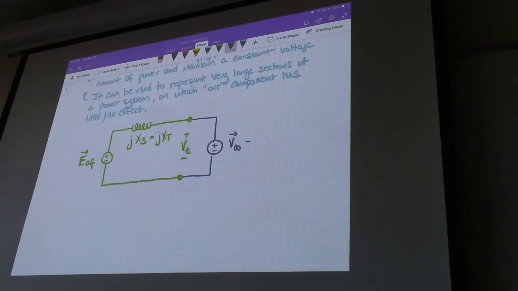Okay, normally for infinite buses, we assume that the angle is 0, and that's the reference for the system.